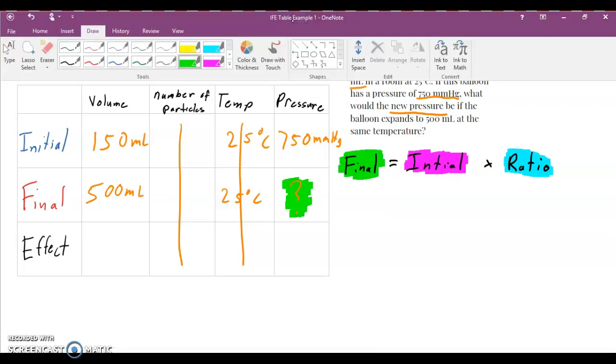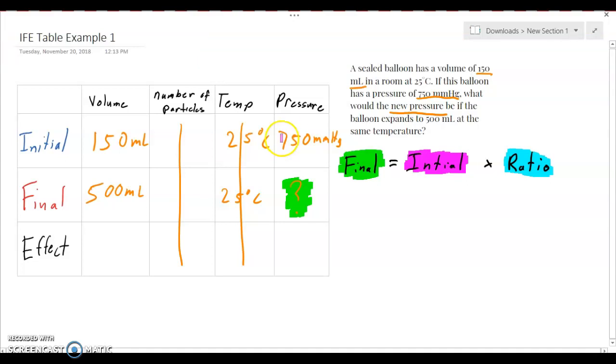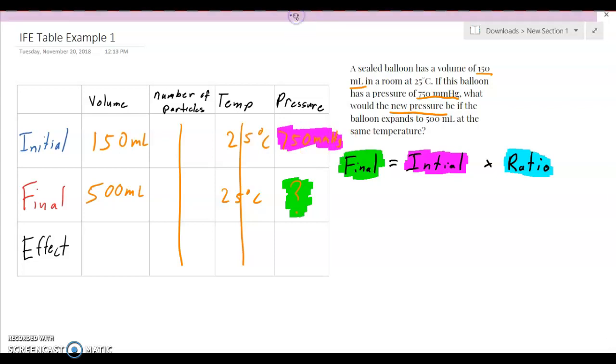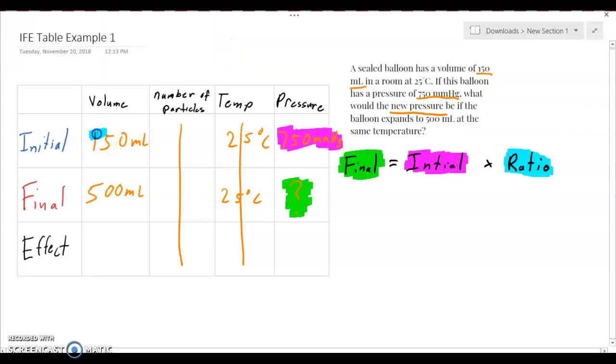My initial value is in magenta, so let's label that. That is here. And then my ratio values are the only ones that are left, and they are over here to the left. Something that you have to realize is that there's two ratios you can choose. One of the ratios I can make is 150 over 500. The other ratio I can make is the reciprocal, 500 divided by 150.